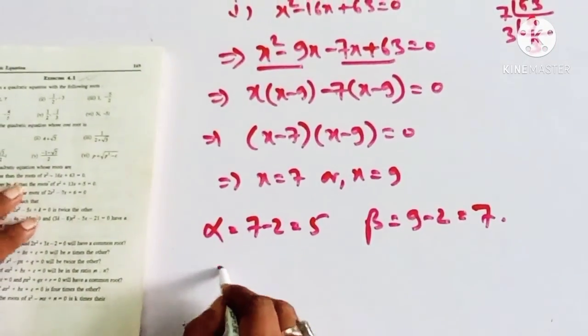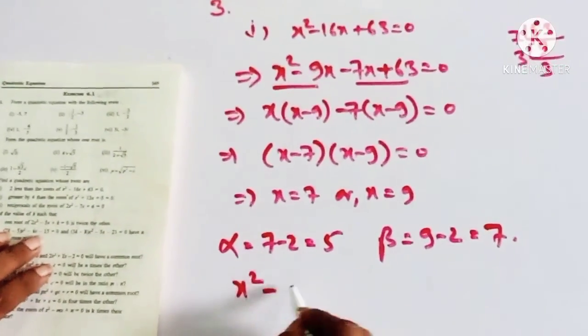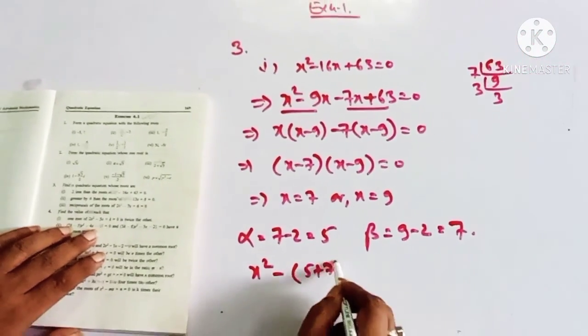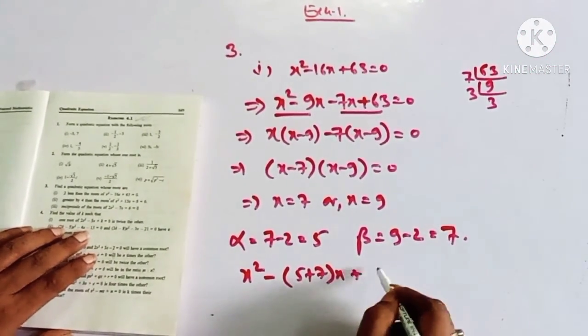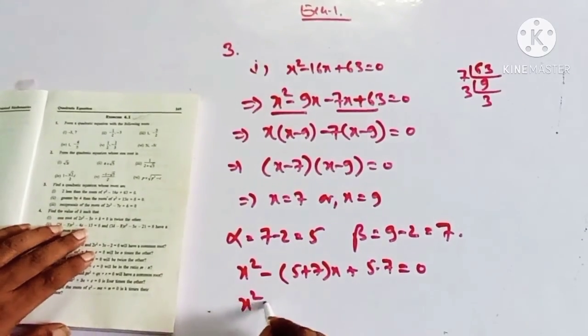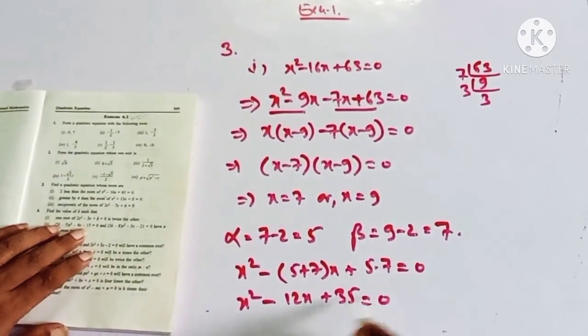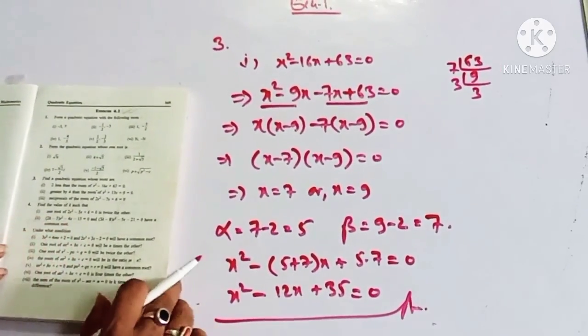So the equation is x² − (sum of the zeros, that is 5 + 7)x + product of the zeros, 5 × 7, equal to 0. So x² − 12x + 35 = 0. So this is your answer.